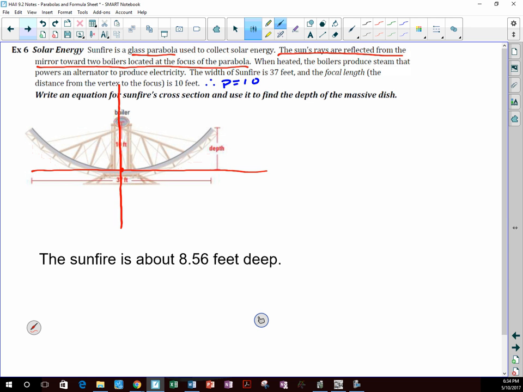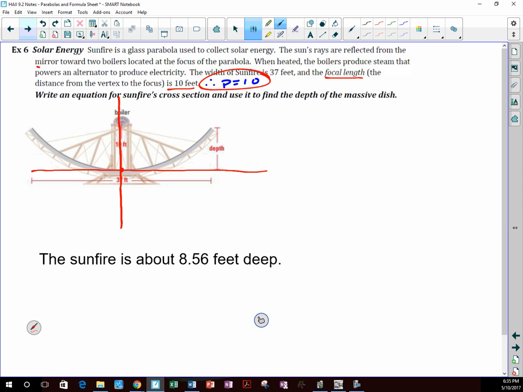So we know that the boiler is 10 feet from the vertex. It says the width is 37 feet. The focal length, the distance from the vertex to the focus, is 10 feet. Well, that's just what we've been calling p the whole time. The fact that the focal length is 10 feet tells us that p is 10.